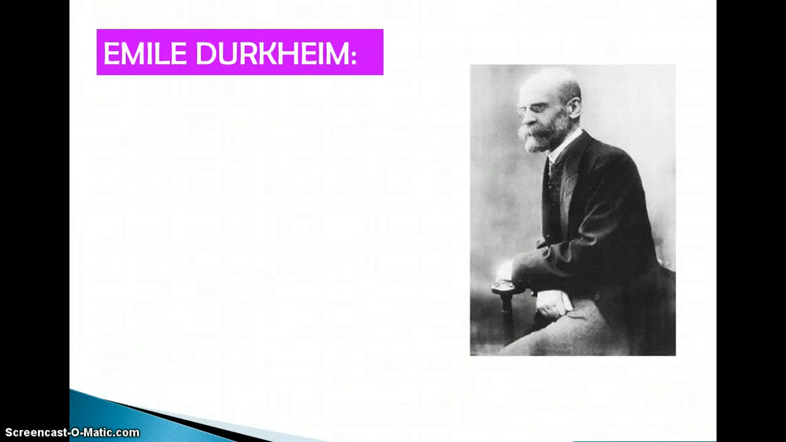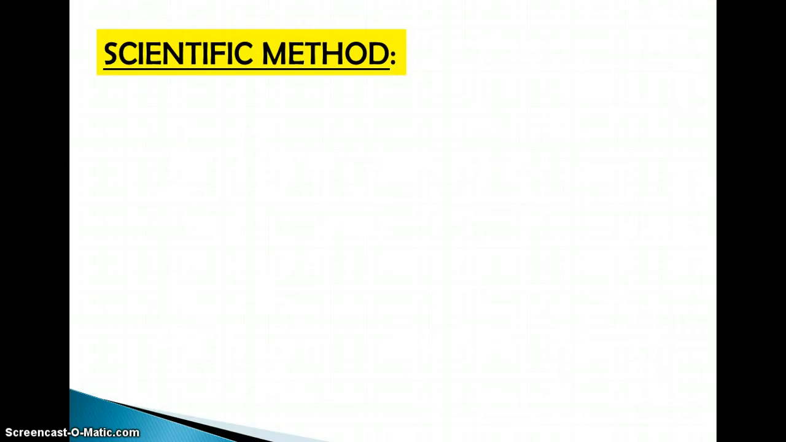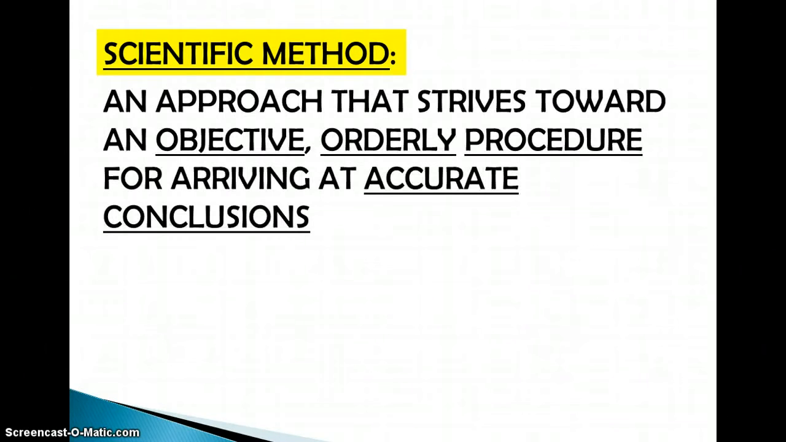All right, we're going to first talk about Emile Durkheim. He was a sociologist that thought, why can't we apply the scientific method to behaviors and help solve some of society's issues or problems? So knowing what the scientific method is, it's clearly used in sciences. That's why it's called a scientific method. But remember, sociology, the suffix of ology means that it is a study or science.